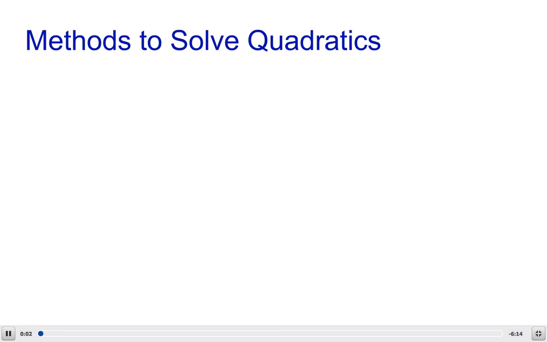So far, we have talked about 3 different methods for how to solve a quadratic equation, and today we're going to talk about our last method, which is the quadratic formula. But let's first take a look at the 3 different methods that we have used.